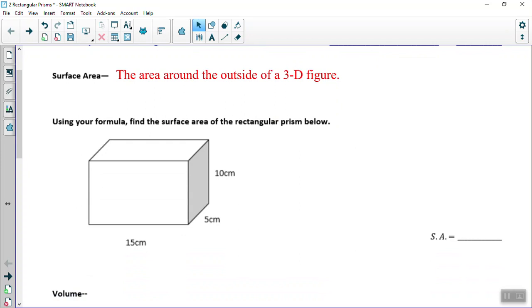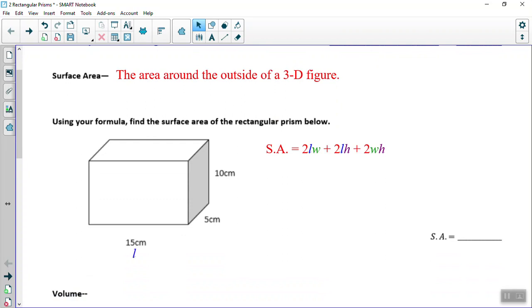Now, if I'm not mistaken, I believe you guys did actually look at surface area and volume of these shapes last year as well. So we're just going to review that aspect of it, and then we're going to take it a step further. All right, so our formula is 2 times the length times the width plus 2 times the length times the height plus 2 times the width times the height. So we need to go ahead and identify who's our length, who's our width, and who's our height.